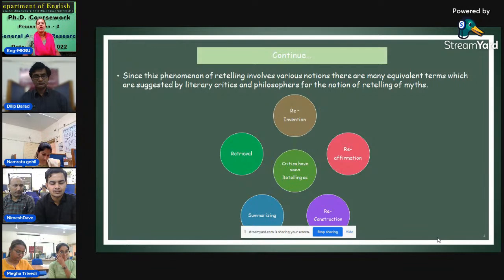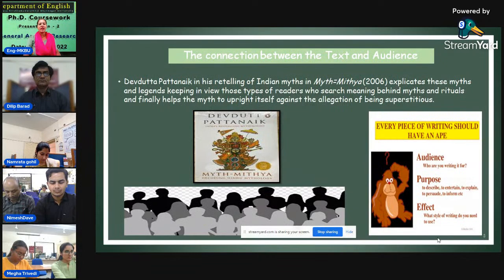There are many similar words which are related to the word retelling. Here you can see the common meaning, but in some aspects these words are different. Reinvention, second one is reaffirmation, third one is reconstruction, fourth one is summarizing, and fifth one is retrieval, which critics have seen in retellings' meanings. The connection between the text and audience.